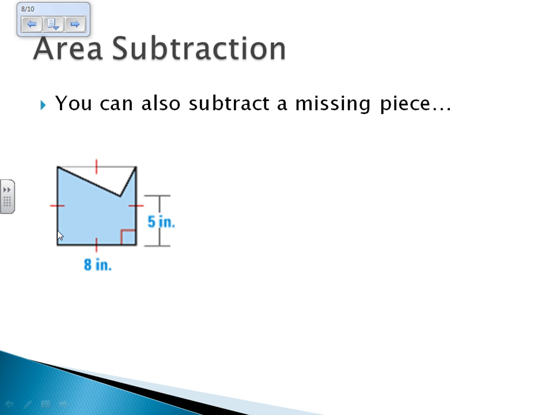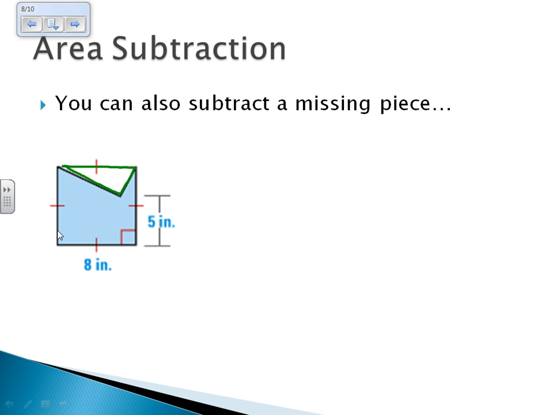The other thing we can do is we can subtract an area. I want to find the area of the shaded piece. But we don't have a formula for something that looks like that, right? Well, what do you have formulas for? A square and a triangle. So in this case, I'm going to find the area of the square and then subtract off that little tiny triangle. Do you see that?